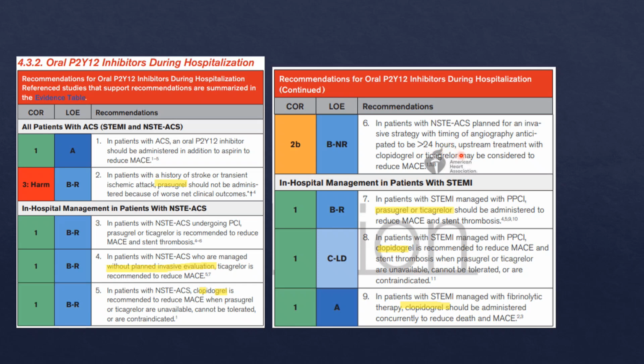So in basic, in non-ST elevation, ticagrelor or prasugrel gets class 1 recommendation, and if they cannot be given, then clopidogrel can be given. And in those in whom you have planned for intervention after 24 hours, you can give upstream clopidogrel or ticagrelor. Similarly, in patients with STEMI, the class 1 recommendation is for prasugrel and ticagrelor, and if they cannot be given, then comes the role of clopidogrel. Especially in patients with STEMI with fibrinolytic therapy, clopidogrel has class 1 recommendation.